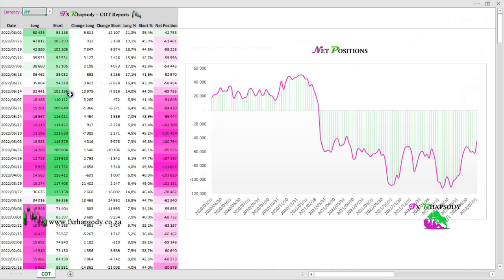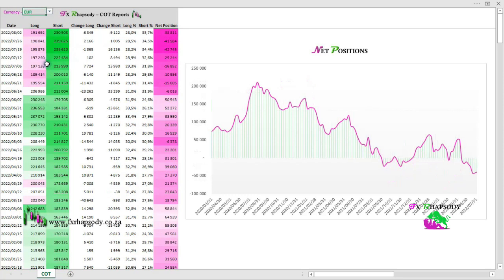Looking at the COT reports, we are looking at the euro USD. We can see that longs are being closed in the market, shorts being closed in the market, a lot more shorts than longs. Previous week, we had a lot more longs being opened than shorts. So again, it's just that consolidation that's happening in the market.